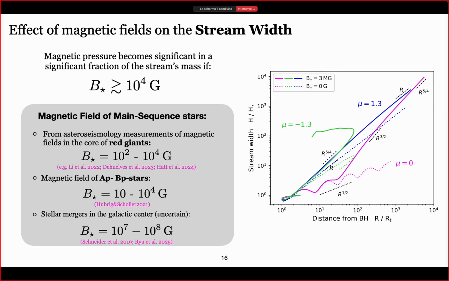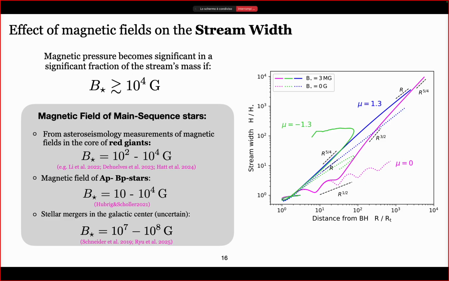Then there are some other stars, these peculiar stars, Ap and Bp stars, which can also have particularly strong magnetic fields. And finally, there is the idea that in the galactic center, stars can merge, and during the merger, the magnetic field can be amplified. Simulations have found huge values for the magnetic field. But I think this is quite uncertain, and it needs to be explored in the future. The point is that it is a bit uncertain what the magnetic fields in stars are, so also whether this effect will be relevant.